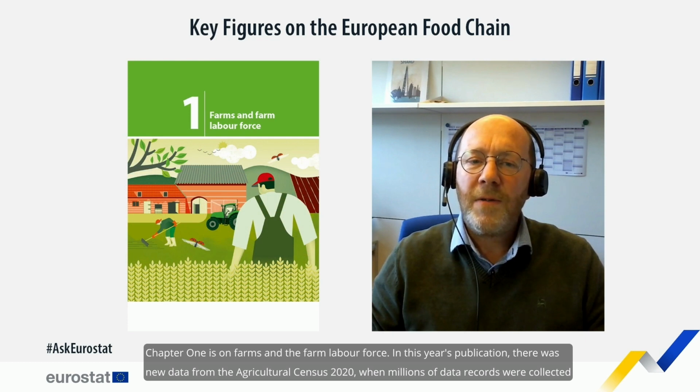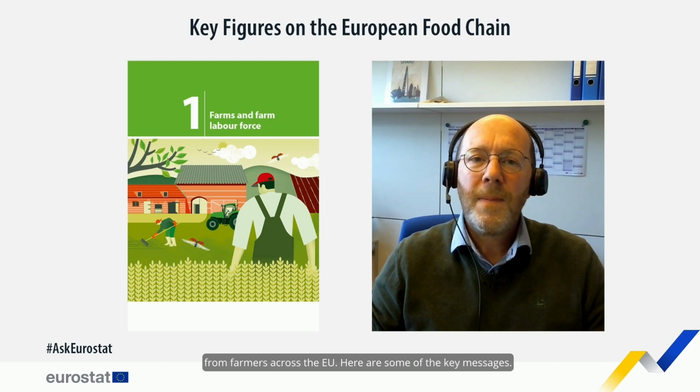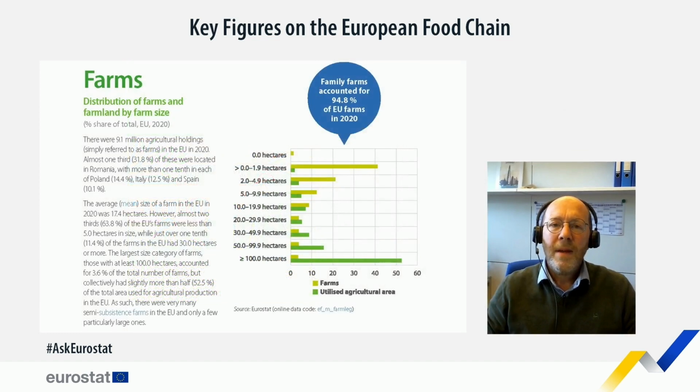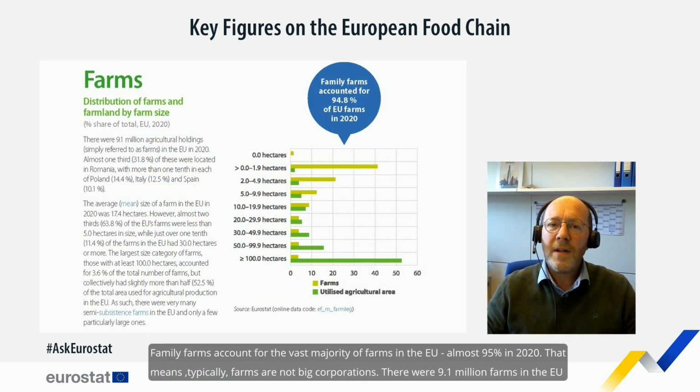Chapter 1 is on farms and the farm labour force. In this year's publication, there was new data from the Agricultural Census 2020, when millions of data records were collected from farmers across the EU. Here are some of the key messages. Family farms account for the vast majority of farms in the EU, almost 95% in 2020. That means typically farms are not big corporations.